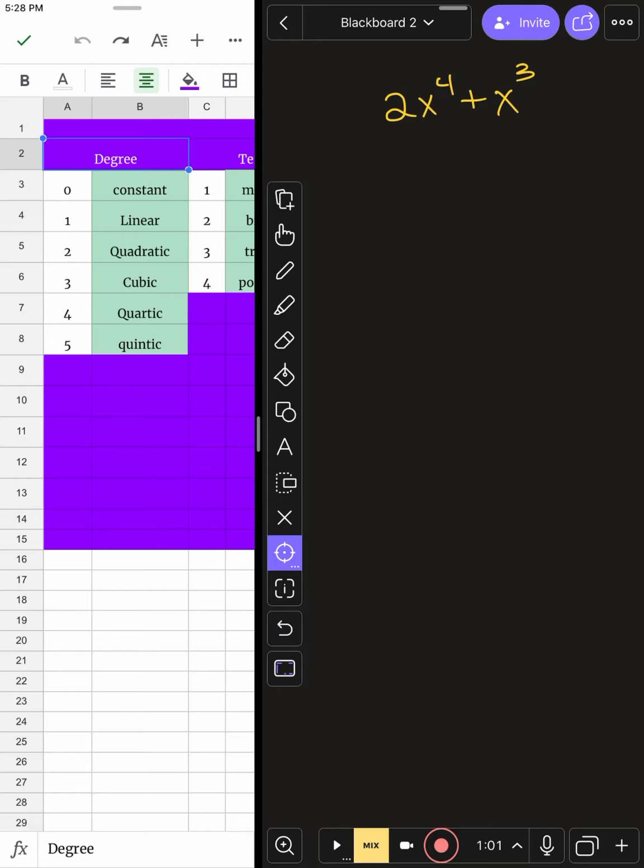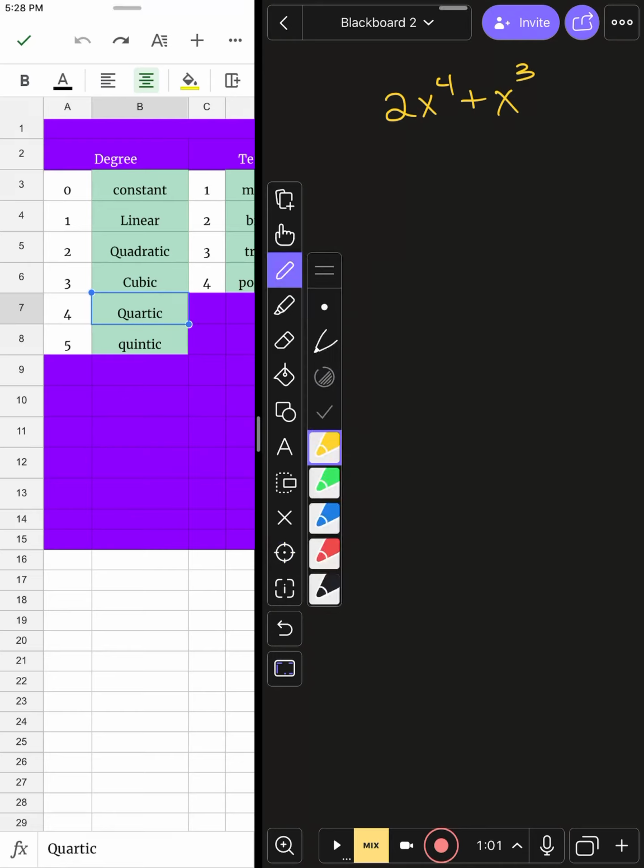So what is the name when the biggest exponent is a 4? Well, if you go over to the left-hand side of your screen, you'll see where it says degree, right there. Go down to 4, and you see that's called a quartic. That's always going to be your first word. It's going to be either constant, linear, quadratic, cubic, quartic, or quintic, depending on which is your highest exponent. Again, our highest exponent was a 4, so we go to 4, and we use quartic. So I'm going to write that. It is a quartic.